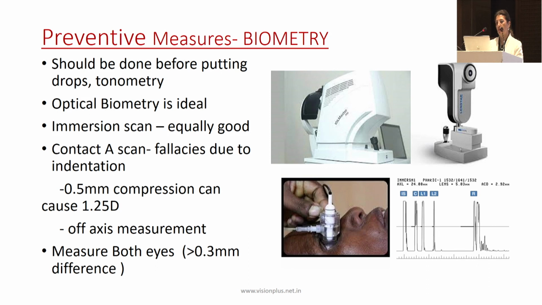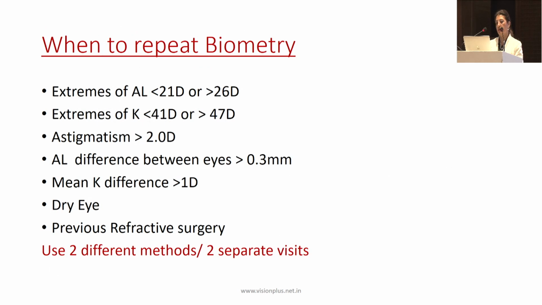So the preventive measures would be doing a very accurate biometry, doing the biometry before you do any intervention. Optical is of course ideal, but if not, then immersion is equally good. And you must always measure both eyes. Even if the patient is pseudophakic in the other eye, always take both eye measurements and see if there's any difference in the axial length in both the eyes. So these are the conditions in which you would like to repeat your biometry, and always use two different methods if possible. So even if we are doing optical, we also do immersion. Or if you are very lucky to have two optical biometers, then do it on two machines or on two separate visits.